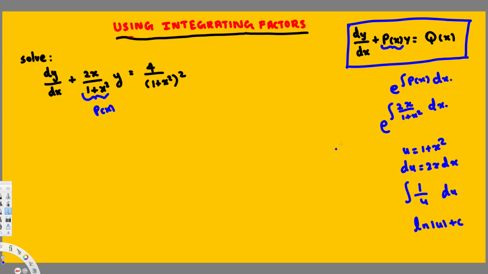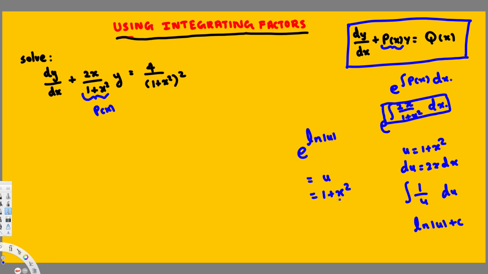Now if you plug this into the equation, we have e power ln u plus constant. We don't have to worry about this constant, we can get rid of it, and we have e power ln u. When we have e and ln, both of them cancel, and we only get u, and u is 1 plus x square. This is going to be our integrating factor.